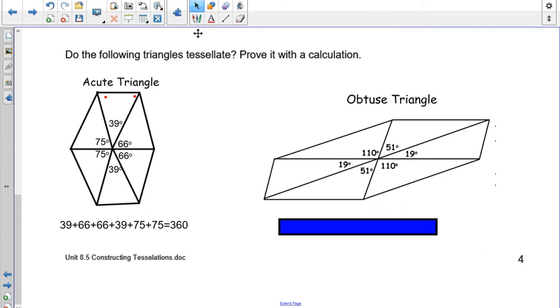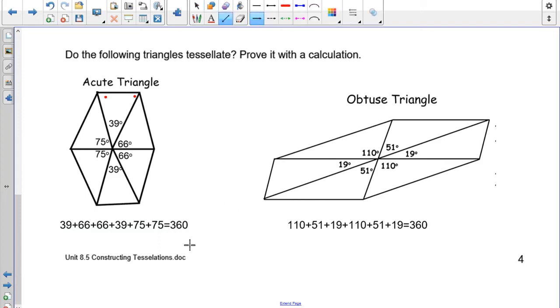And we go over and look at this one. This is an obtuse triangle. You can see that the angle here is greater than 90. So that means that even if you do, I've got 19, 110, and 51, you put them all together and you get 360. So even by checking with the angles and putting them all together, if you add up the interior angles and it becomes a multiple of 180, then you know it tessellates.